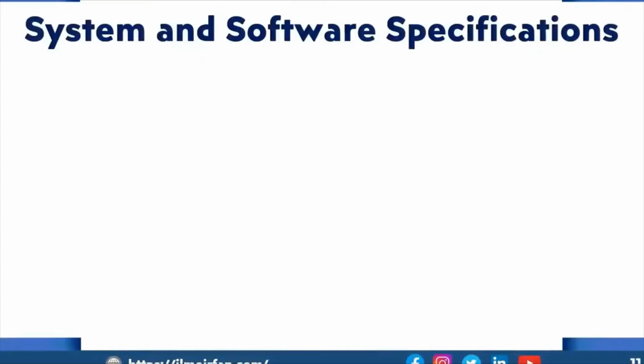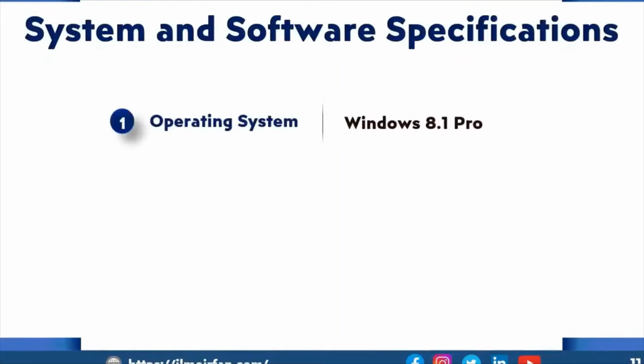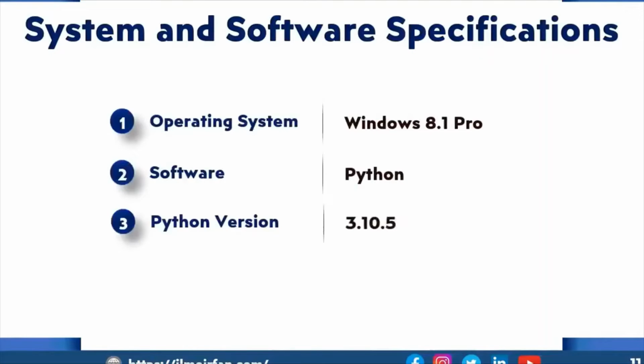There are some prerequisites to be considered before starting the installation process, that are operating system Windows 8.1 Pro, software Python, the version of Python 3.10.5, and download date, that is 14th September 2022.